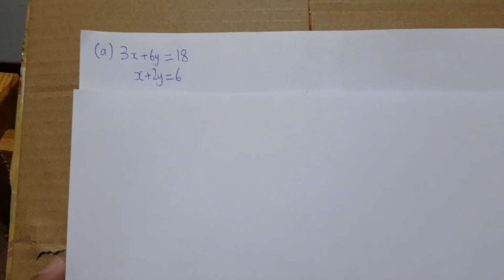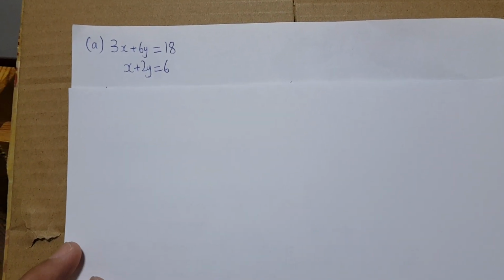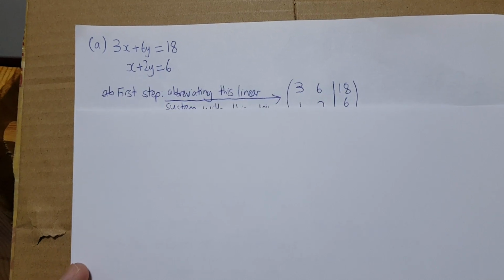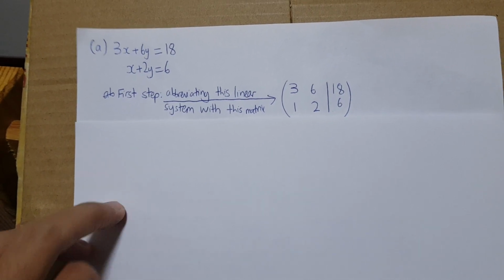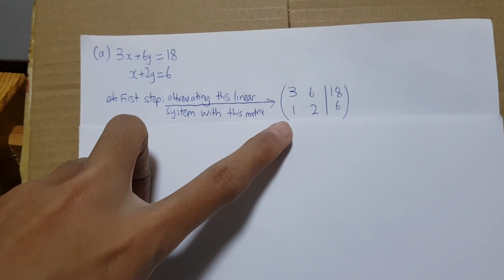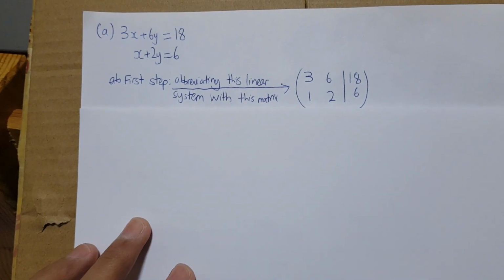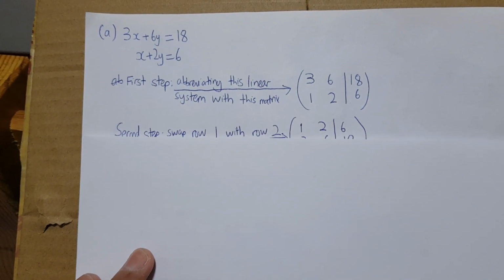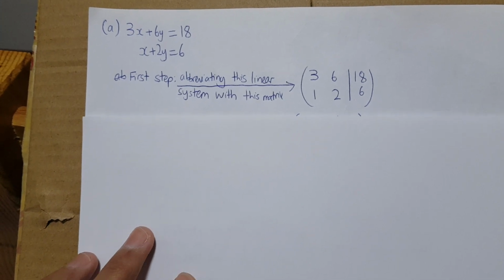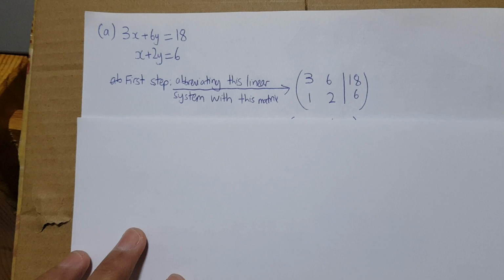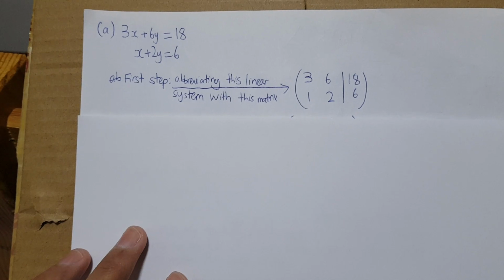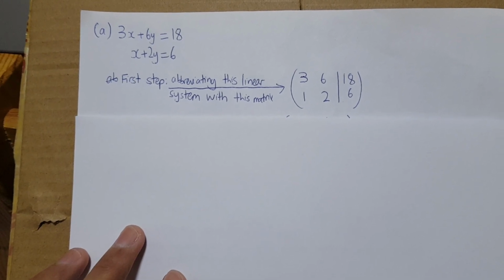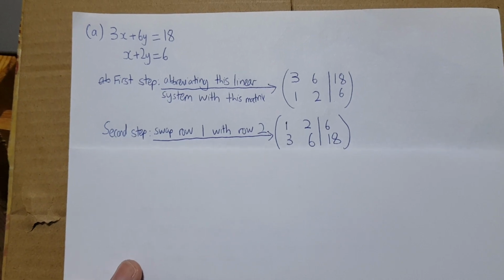So this is our first system. Now let's do the first step. The first step is to abbreviate this linear system with this matrix as shown over here. Just imagine that it is a system. We want to eliminate the x variable on the second row, but you notice that the first row has a higher coefficient of x. So we swap row 1 with row 2. Hence we get this form.